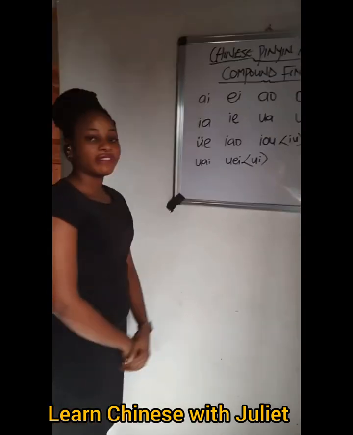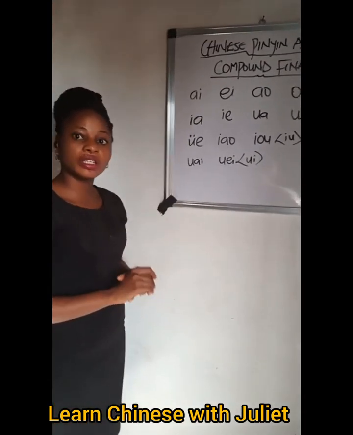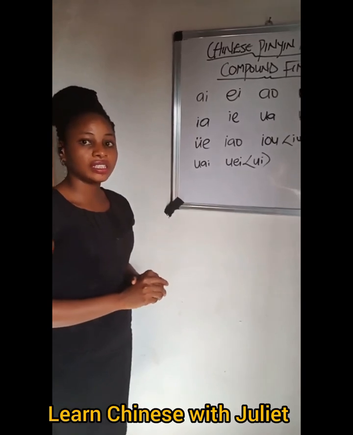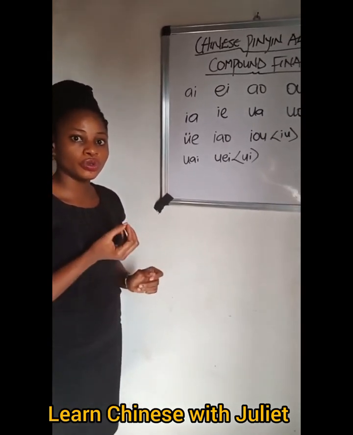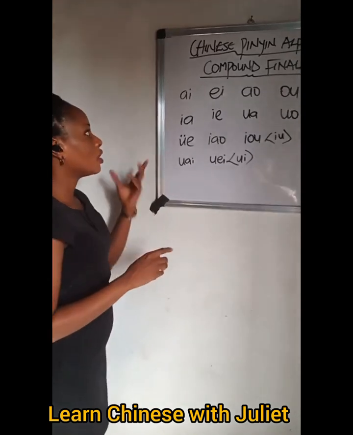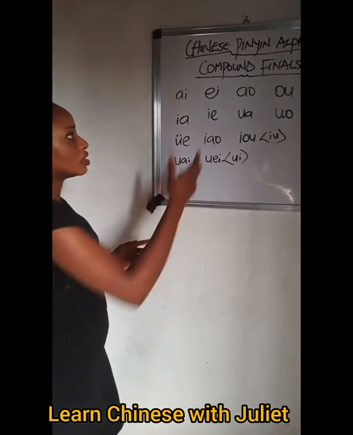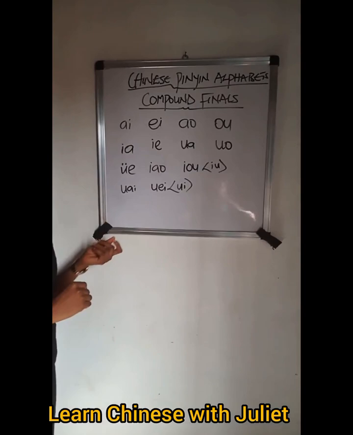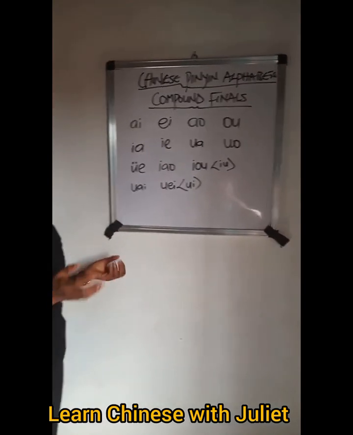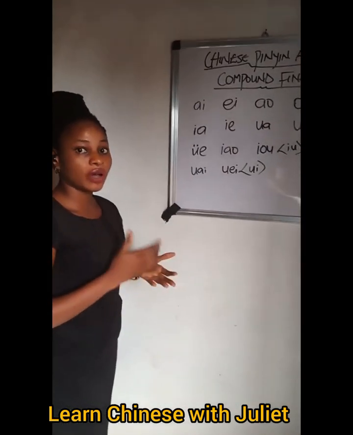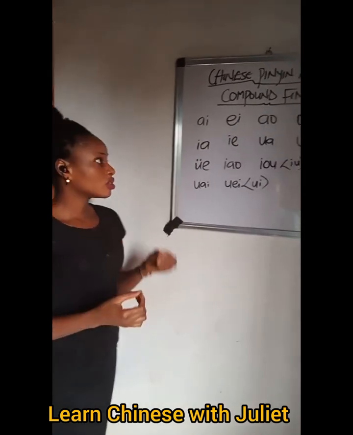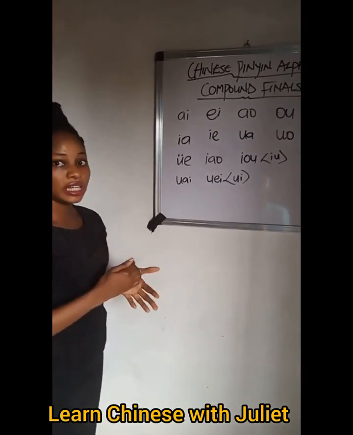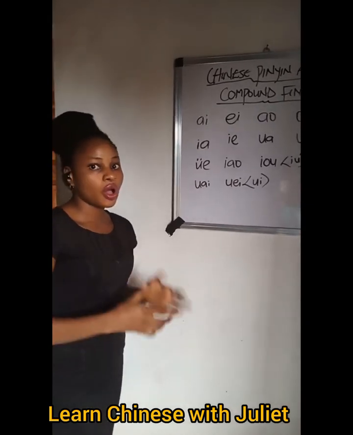Now let's move on to the finals. In the first class, we did the simple finals, which are A, O, E, I, U, and the U sound. Now we are going to be talking about the compound finals. The compound finals consist of more than one final, more than one vowel. The finals can also be called the vowels. So the compound finals consist of more than one vowel, can be 2 or 3.